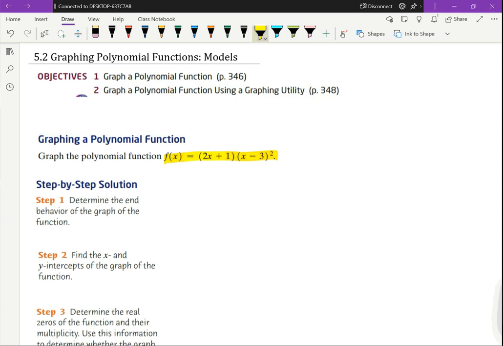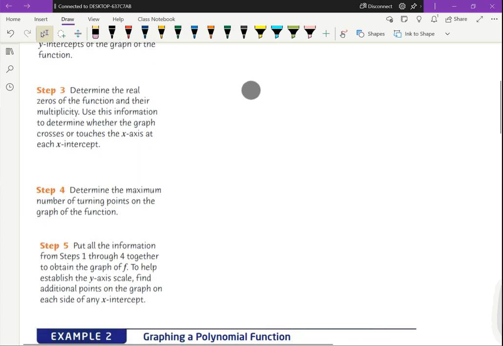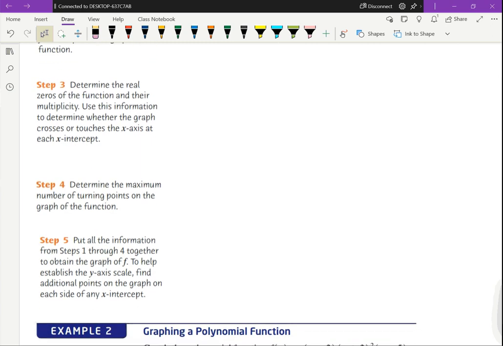Our steps, we're going to walk through each one step by step. Determine the end behavior of the graph. Find the x and y intercepts of the graph. Determine the real zeros of the function and their multiplicity. Using this information, determine whether the graph crosses or touches the x-axis at each x-intercept. Step 4 will determine the maximum number of turning points on the graph of the function. Step 5 will put it all together. We'll help establish a y-axis scale. We'll find additional points on either side of the x-intercepts.